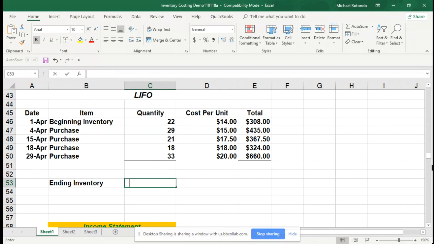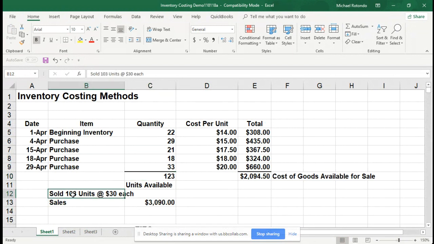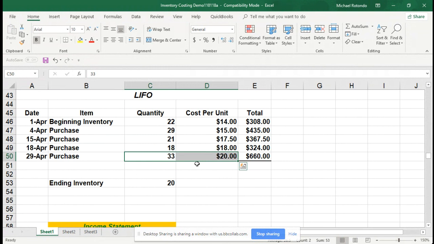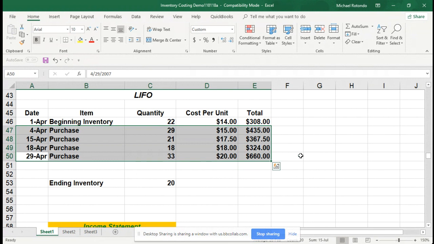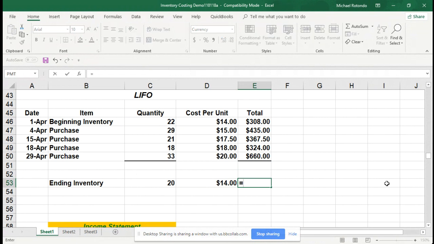So we know we have 20 items in ending inventory. Again, the question is which 20? So if you recall, we had 123 units available and we sold 103. So we know we have 20 in ending inventory. But in FIFO, it was 20 from here. But in LIFO, it's going to be 20 from here because remember, we're selling all of these first. So we actually have 20 at $14 in ending inventory. And that's going to give us an ending inventory of 280, right?